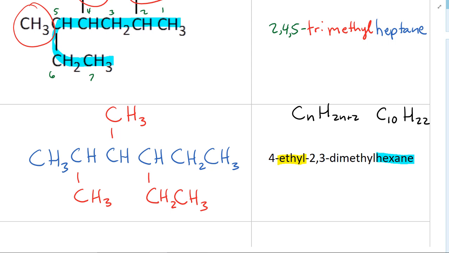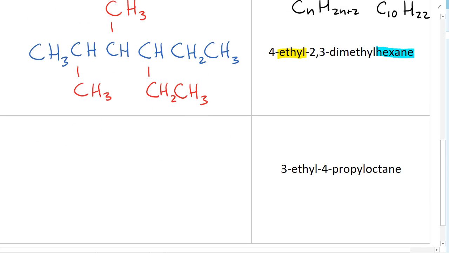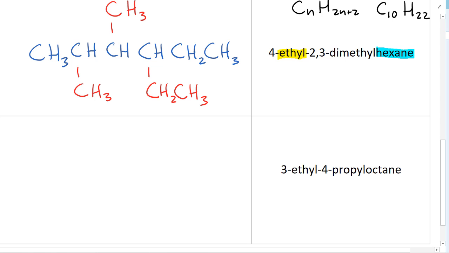Okay, let's do the last one. You do the last one here now. Draw out the structure for whatever it is. 3-ethyl, 4-propyl octane.